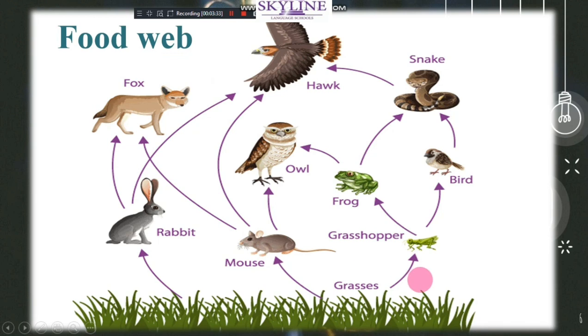Okay, start from the grass. The mouse can feed on the grass, the grasshopper feeds on the grass, and the rabbit feeds on the grass. All of them feed on the grass, so we have many chains. And the fox can feed on the rabbit. Okay, the owl can feed on the mouse. The frog eats the grasshopper. Then the owl can feed on the frog and the mouse. So this chain is interconnected with that chain. Many food chains interconnected together are called a food web.